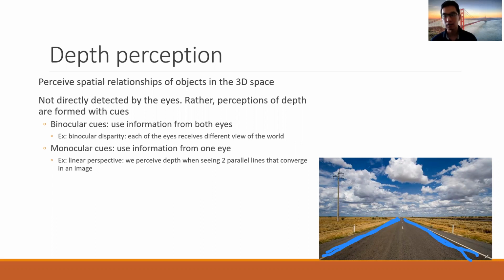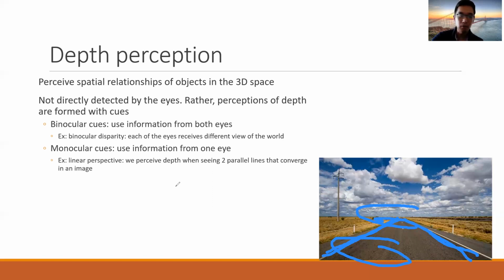And once you decide that these lines are parallel but they converge, they are not parallel in the image, then you know, oh, that's because this picture has depth. Some things are deeper than other things. So that's why it looks like this. So it's called linear perspective. It's a type of monocular cue. So now you know what the binocular cues are and what the monocular cues are.